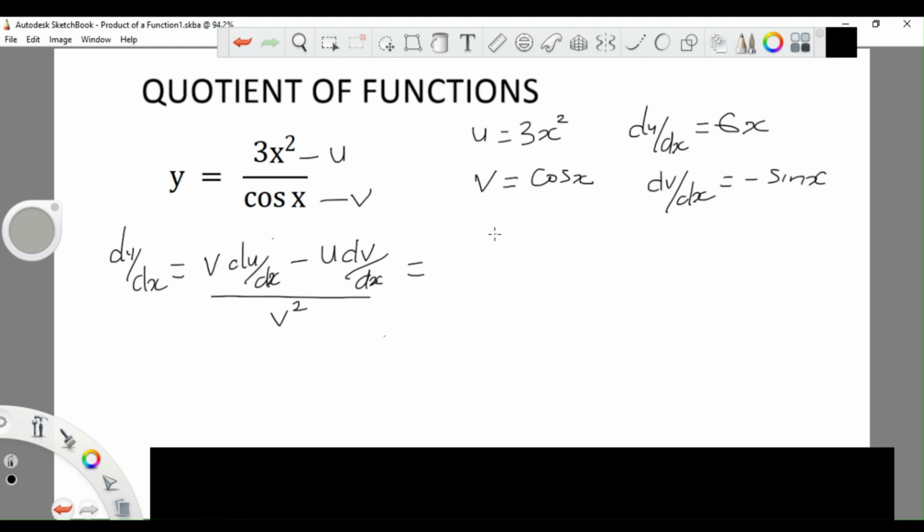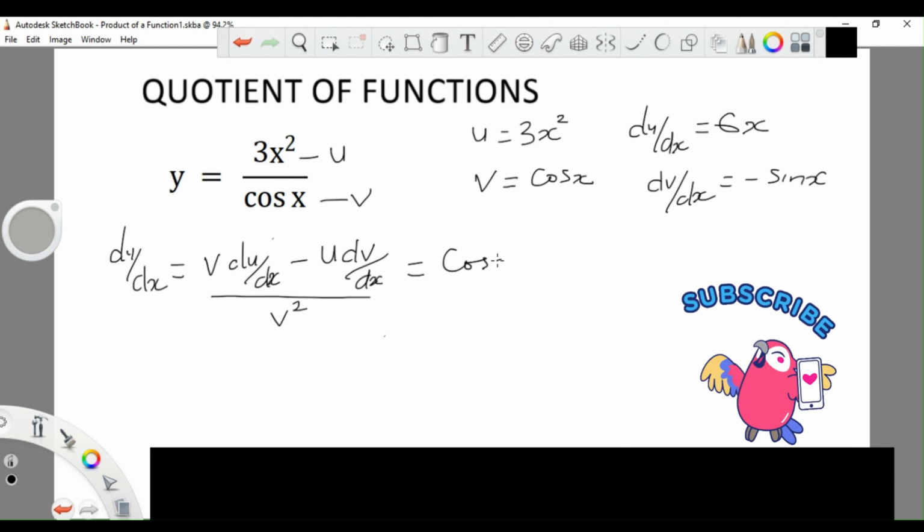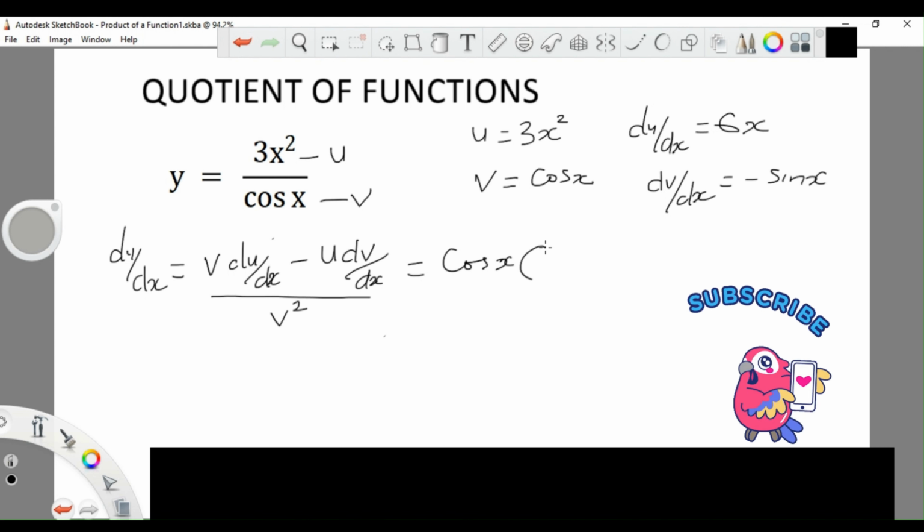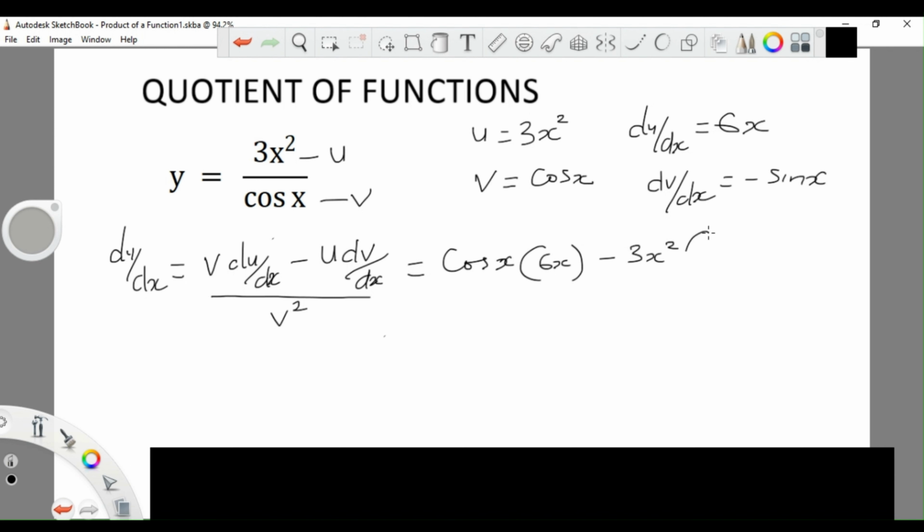So now we've gotten our v, our u, we know our du and our dv. So let's put them into the formula. So our v is cos x times du dx is 6x minus our u is 3x squared, dv is negative sine x over our v squared. Our v is cos x, so it's cos x all squared.